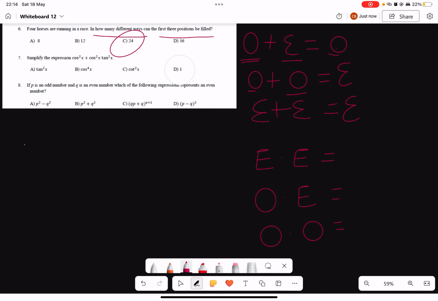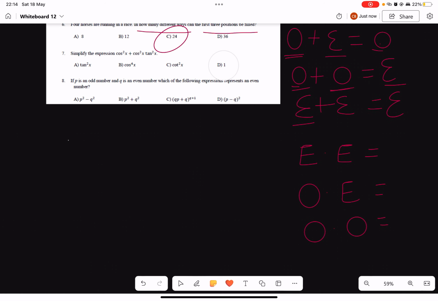Here we're going to say 7 plus 7, which is 14, which is even. Here it's 14 plus 14, for example, which will be 28, which is even. When you multiply even with even, obviously the answer will be even. Odd with even, the answer will be even. Odd with odd, the answer will be odd. That is very, very important to know.